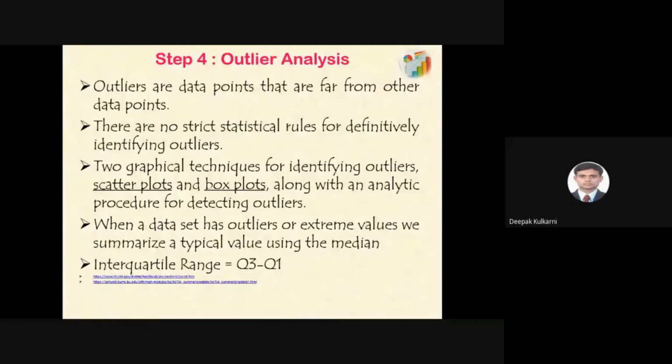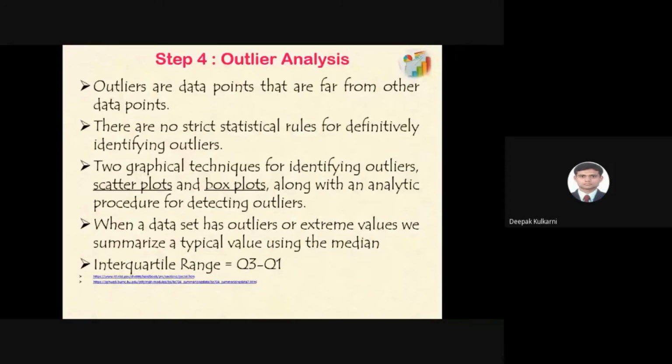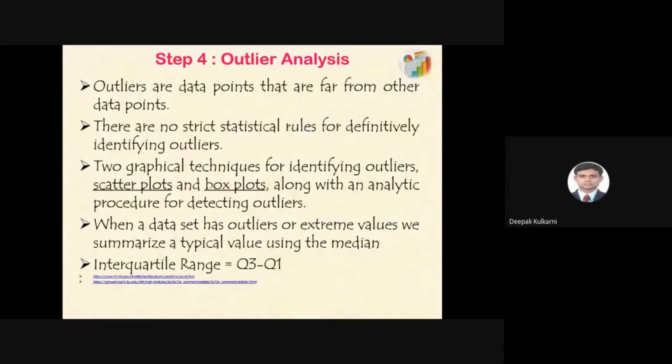For example, if there are 10 people standing in a queue, 6 or 7 people have an average height of 4.5 to 4.8 feet. Next, there are 3 people who have a height of 6.5 feet. So they are deviating from the median, right? So those are the outliers. That's what is mentioned here.